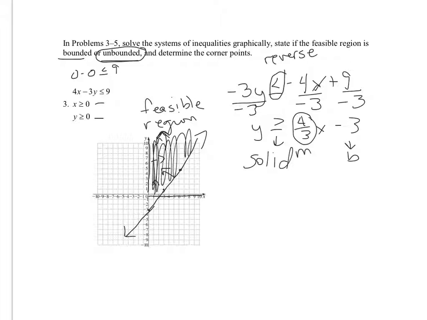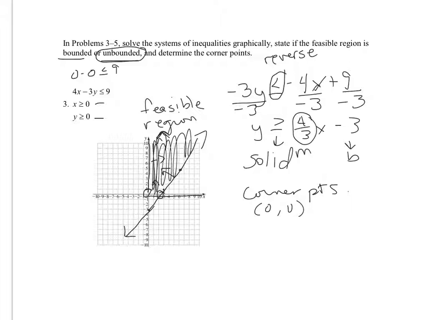But I do have some corner points, and corner points will occur wherever two of these lines intersect. So I have a corner point here, and I have a corner point here. I do not have any other corner points. So it's easy to see one of my corner points is at 0, 0, because that's where those two axes meet.